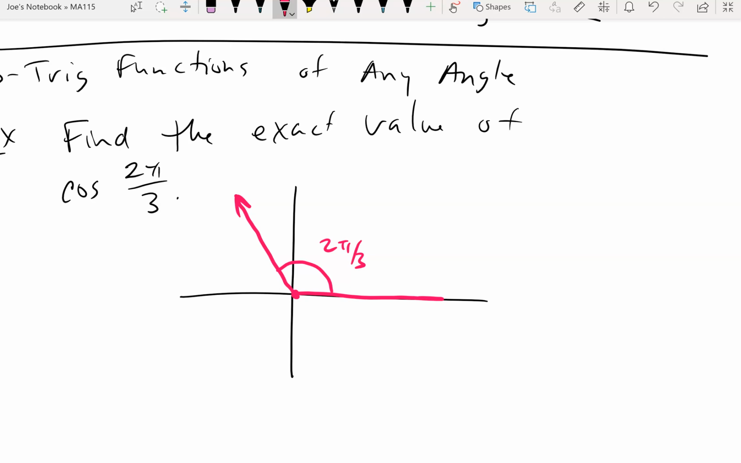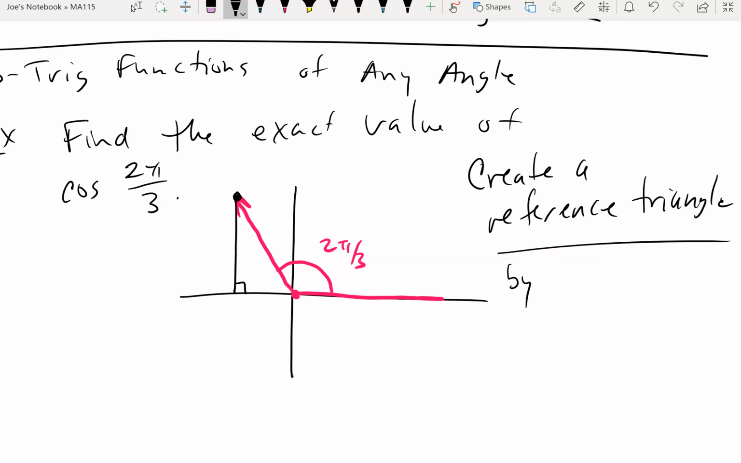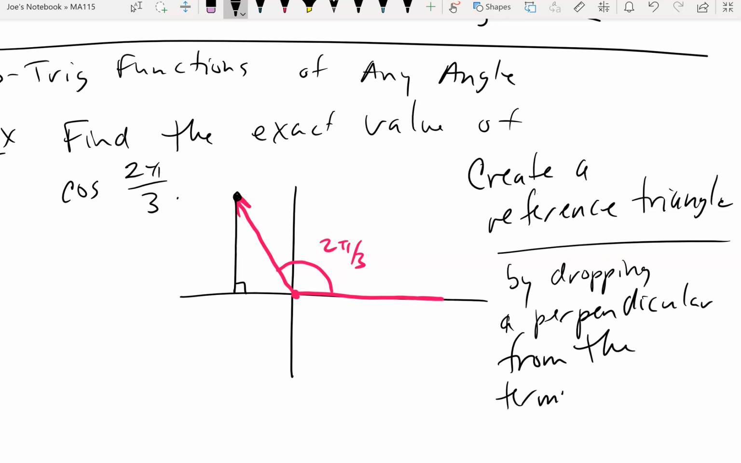So I want to figure out the exact value of cosine of 2 pi over 3. What we're going to do here is draw what's referred to as a reference triangle. I'm going to make a right triangle and label some sides. Here's how you make your reference triangle. You always go from the terminal side and drop a perpendicular to the x-axis. Always to the x-axis, not to the y-axis, by the way.